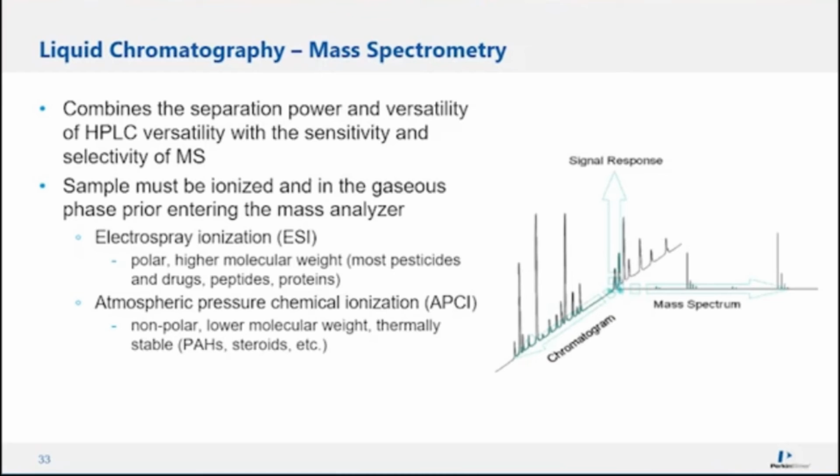Before the sample enters the mass analyzer, it needs to be ionized and in the gas phase. Two of the main methods for ionization for liquid chromatography include electrospray ionization and atmospheric pressure chemical ionization. Combining these two allows for many weak and strong polarity compounds to be analyzed. The resulting chromatogram generated is a summation of the signal response of the mass spectrometer at any given point.